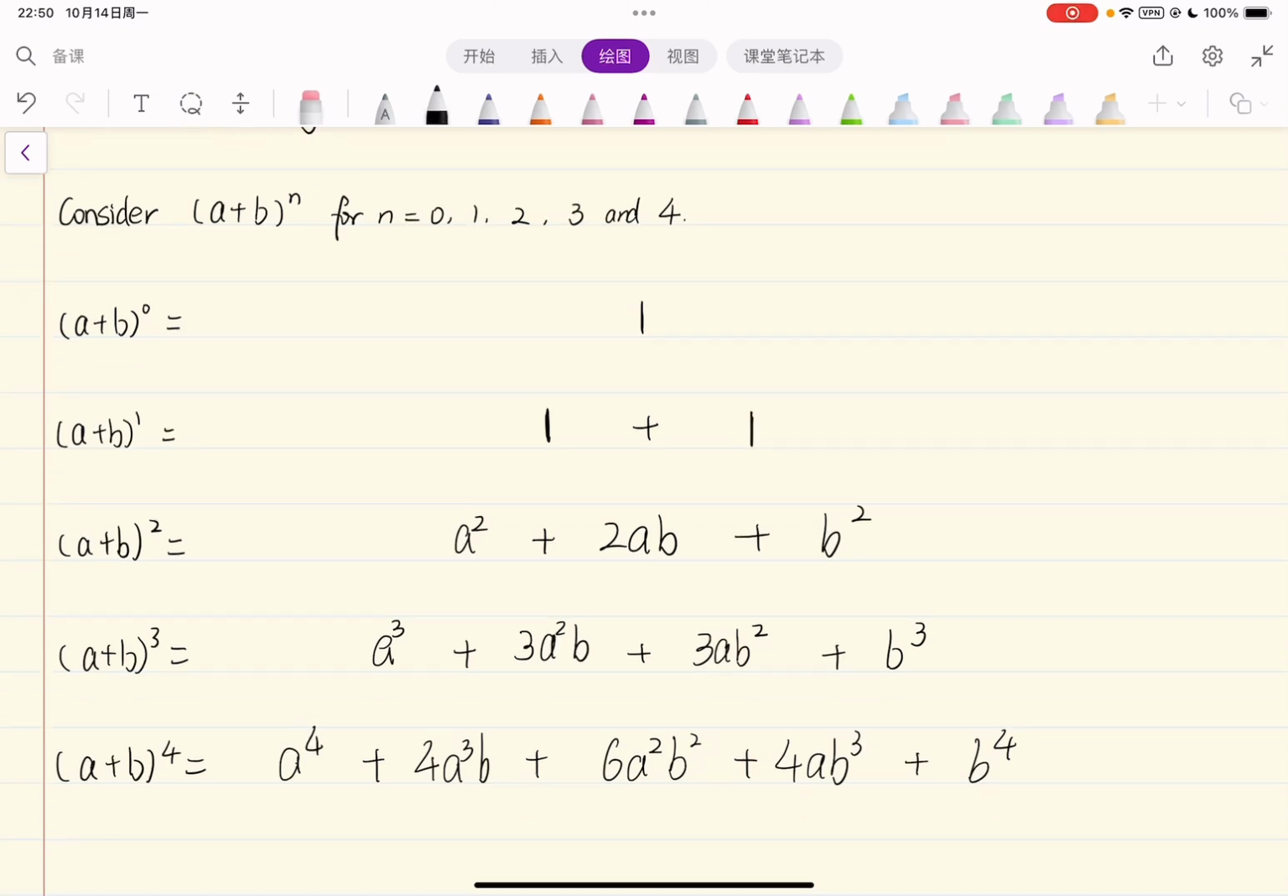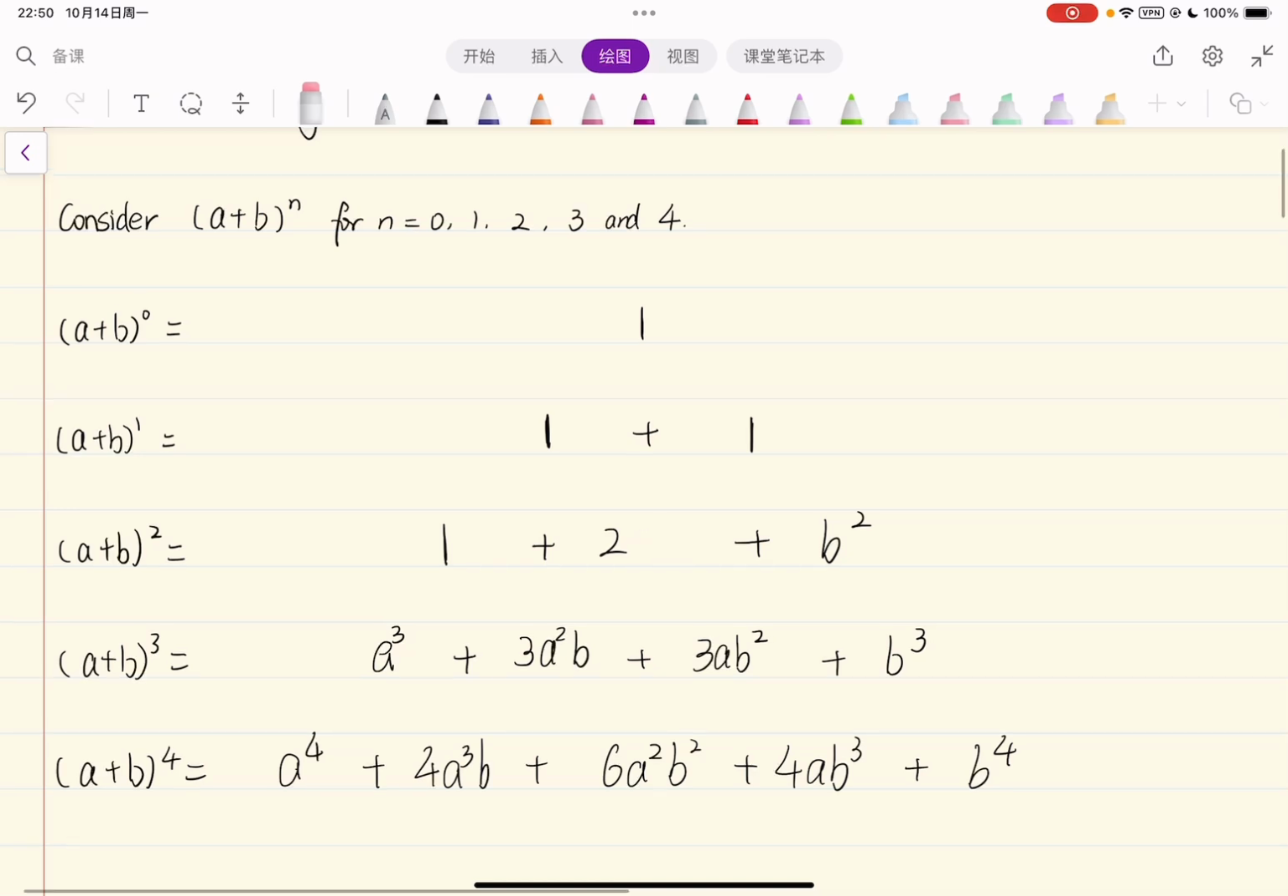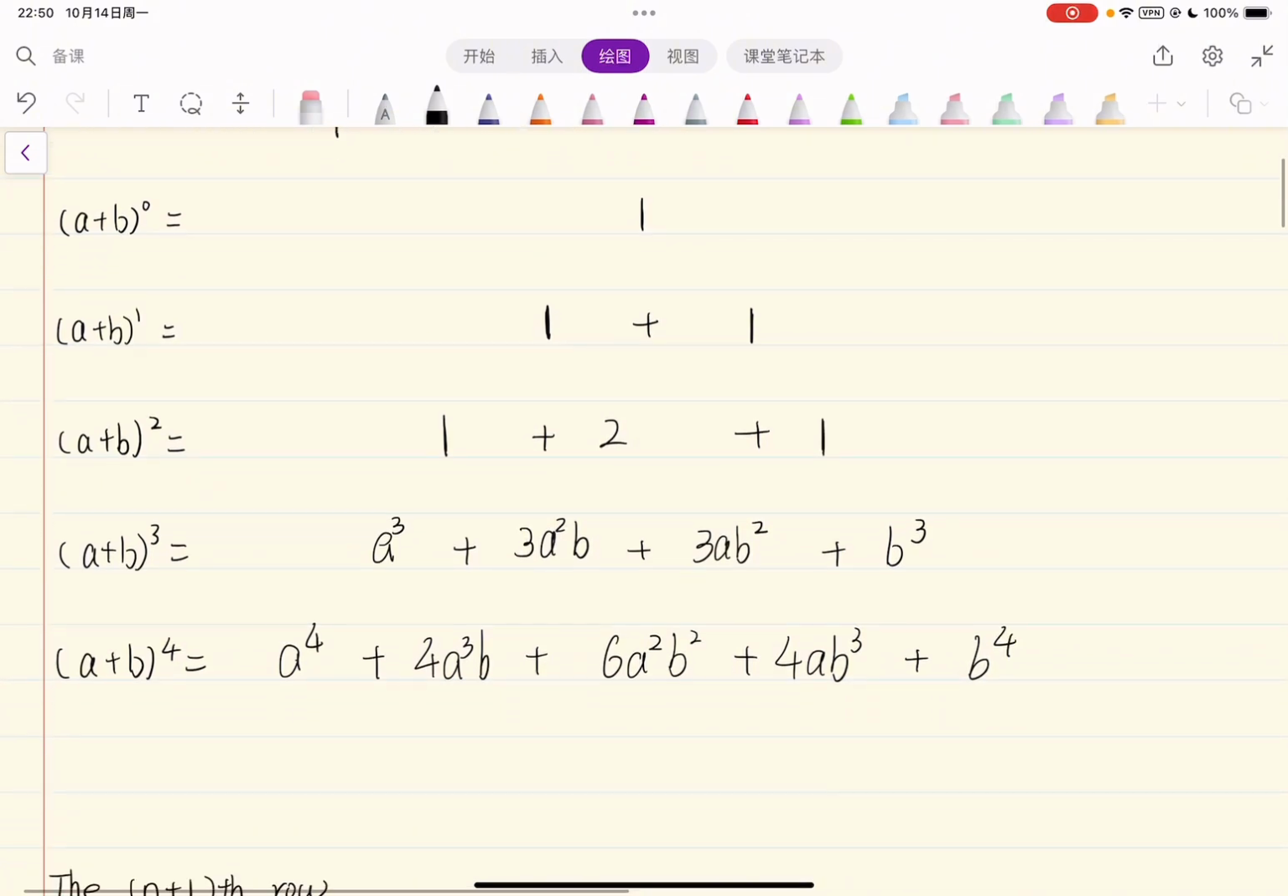Next row, we have a squared, the coefficient is 1. For 2ab, the coefficient is 2. For b squared, the coefficient is 1. Similarly, let us see this next row. So a cubed, the coefficient is 1. 3a squared b, that is 3. And 3ab squared, the coefficient is 3. For the b cubed, the coefficient is 1.